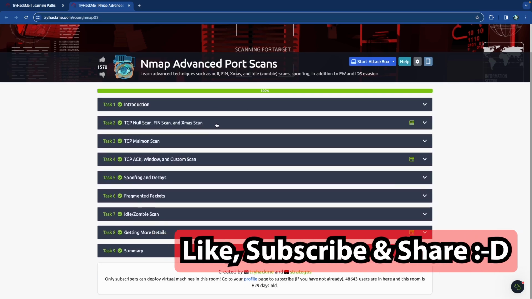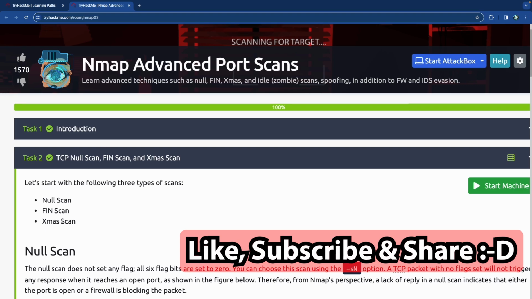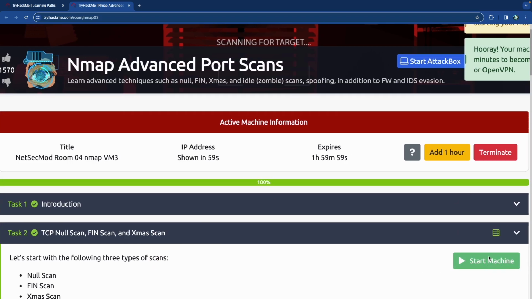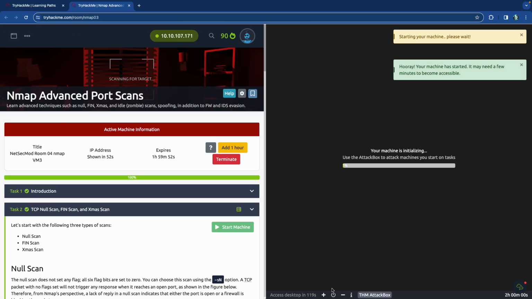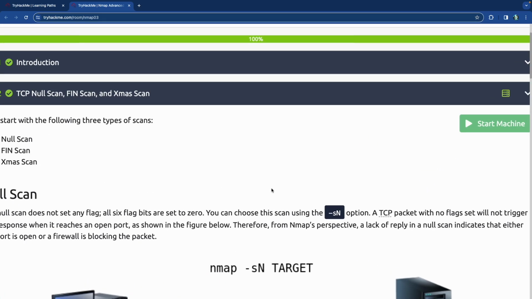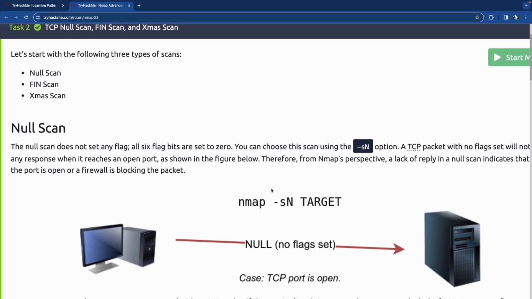So let's talk about the TCP Null scan, Fin scan, and the Xmas scan. For this, I'm going to start our victim machine, which is going to be this little green button, and I'm going to start our attack box, which is going to open up a side-by-side view for us, and I'm going to temporarily shrink that back down just so we can read through these instructions, excuse me.